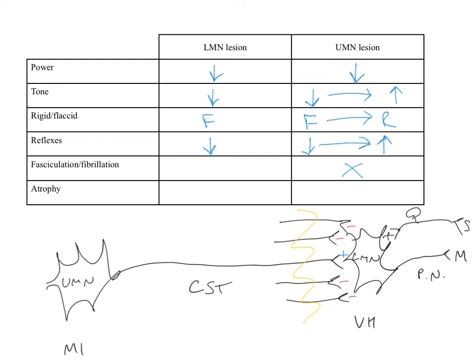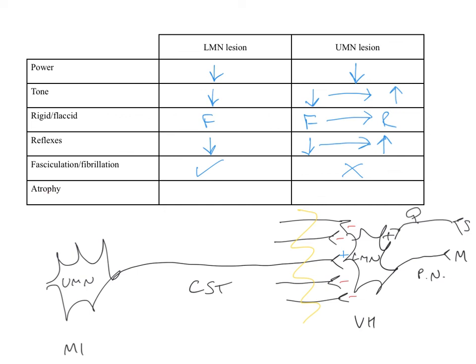And fasciculation is present within lower motor neuron lesions as well as fibrillations. I'm not going to talk about the physiological mechanism of fibrillation, but just be aware that it exists as a neurophysiological feature of lower motor neuron lesions.